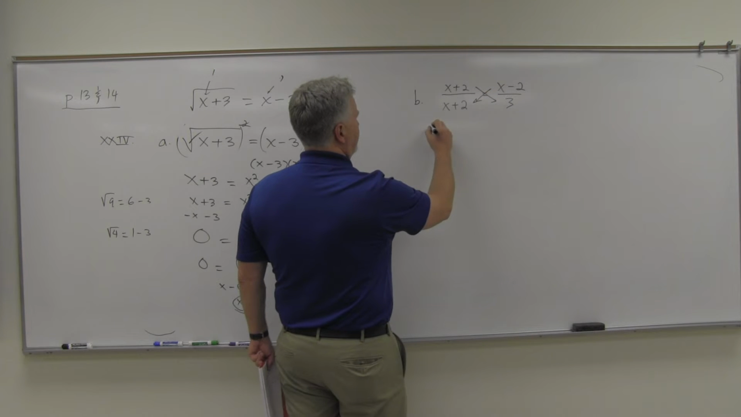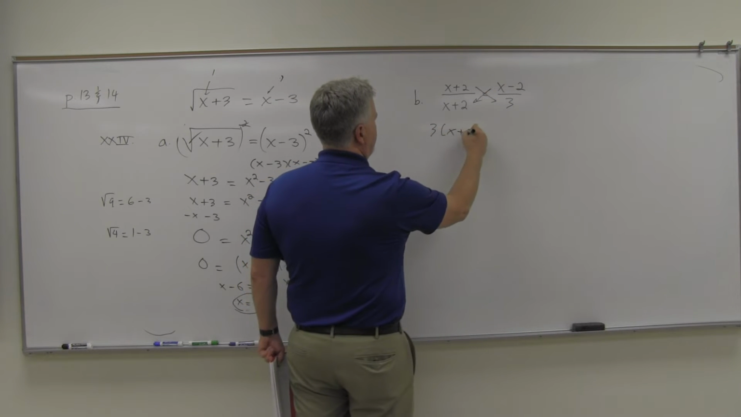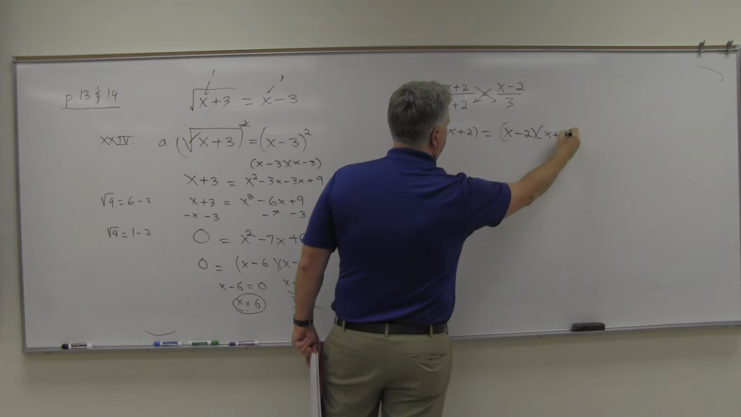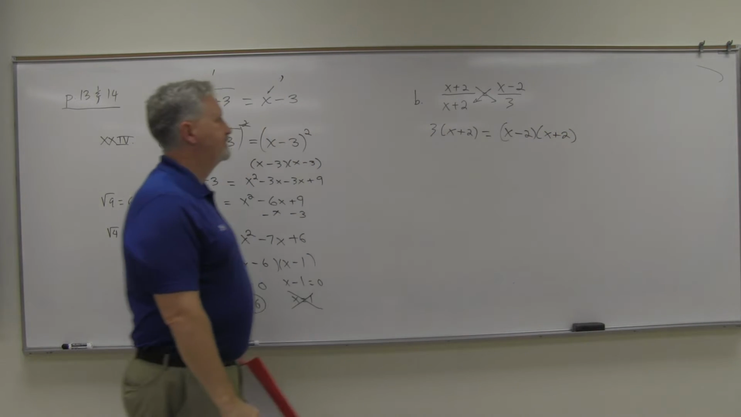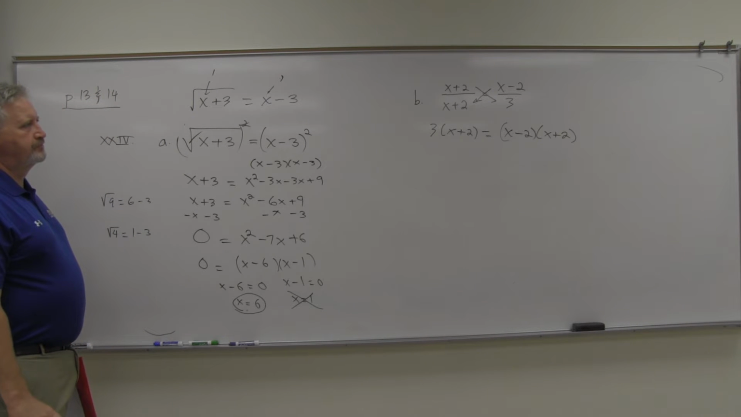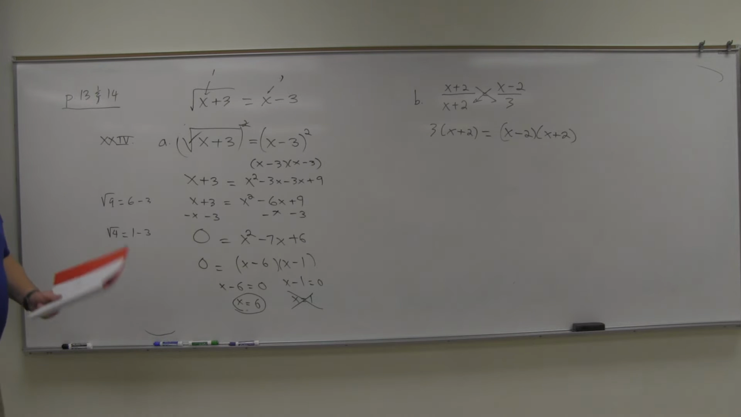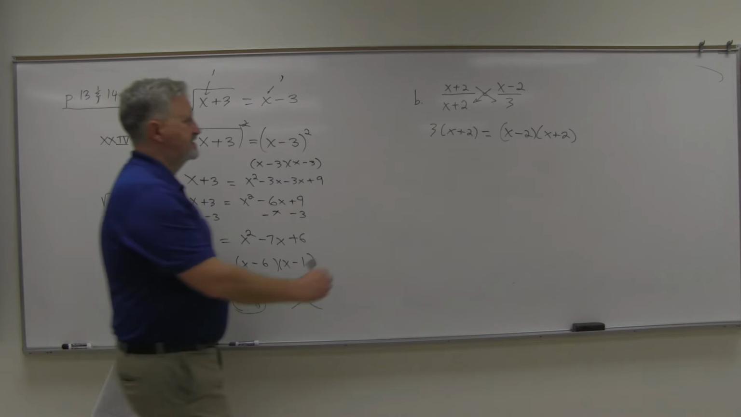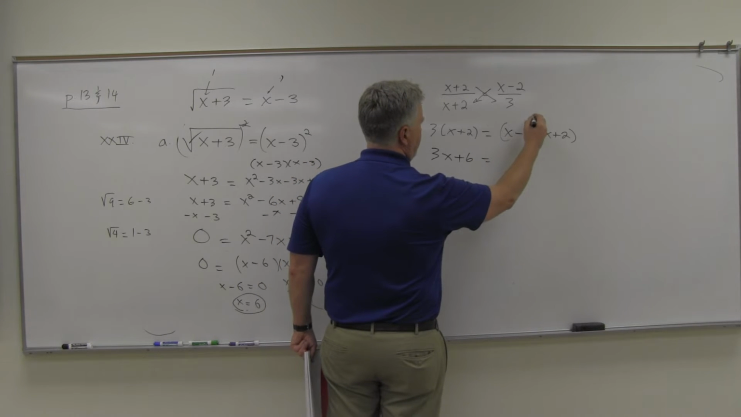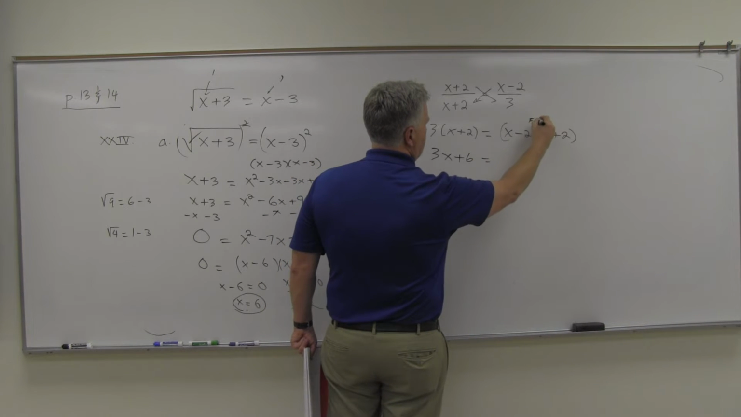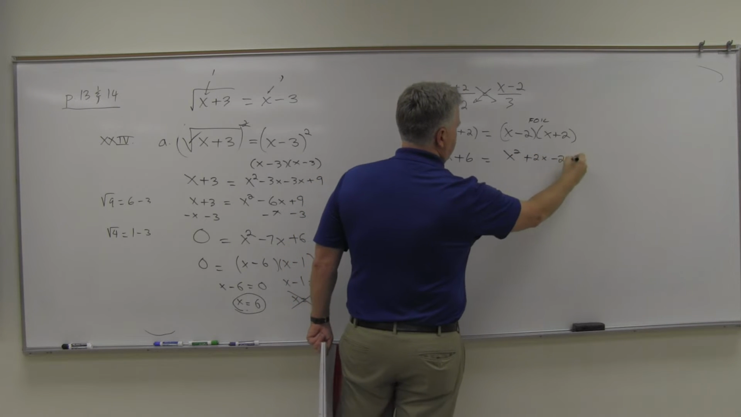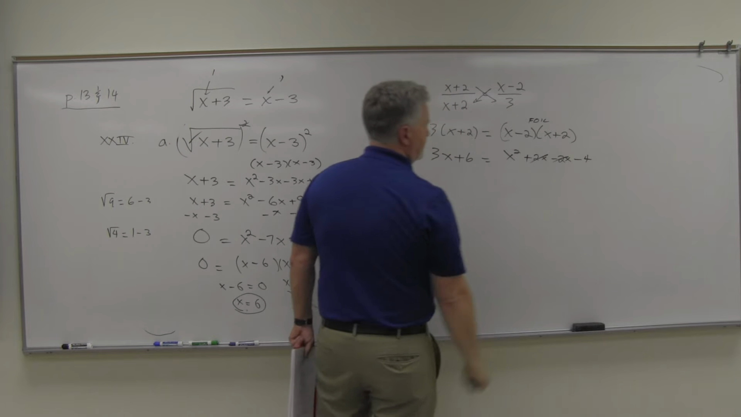So cross multiply there, so you got 3 times x plus 2, and then the other one is x minus 2 times x plus 2. Which gives us 3x plus 6. And then of course here we've got to FOIL this out. So you got x squared plus 2x minus 2x minus 4, and of course the middle terms drop out.